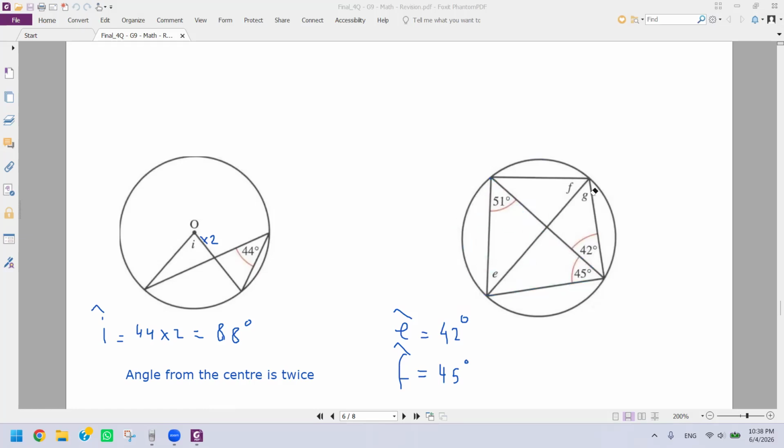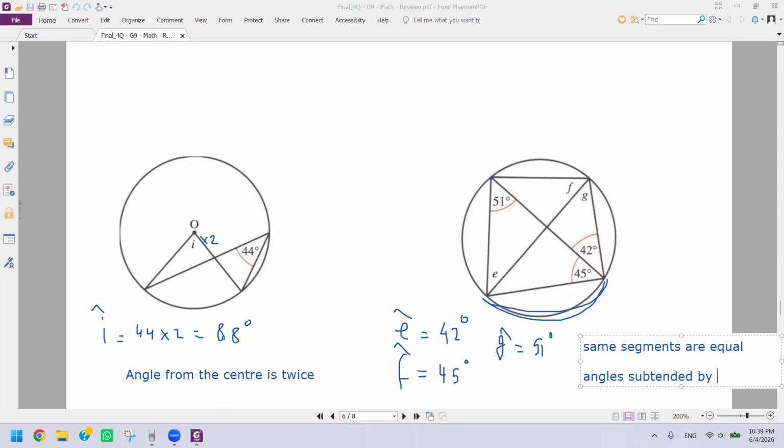Now what about G? This is the arc of G. And also angle 51 has the same arc. So angle G is equal to 51 degrees. So either we say same segments are equal, or angles subtended by the same arc.